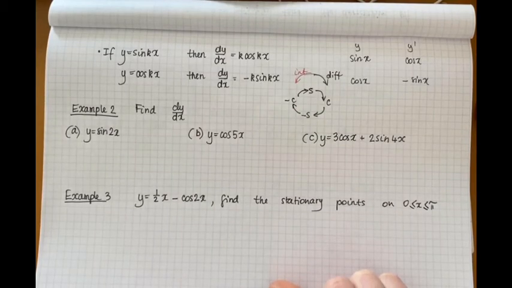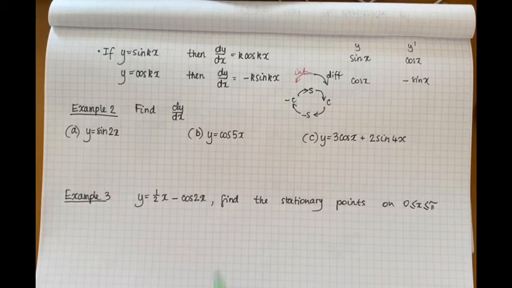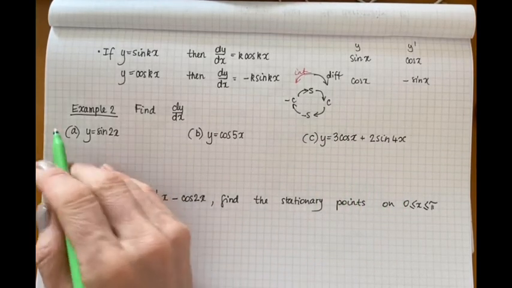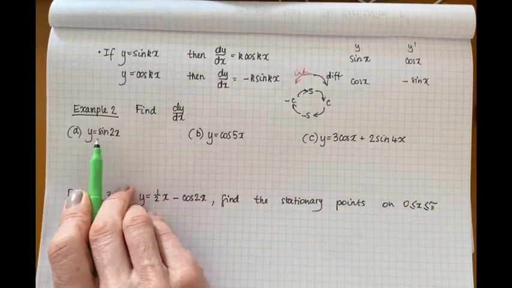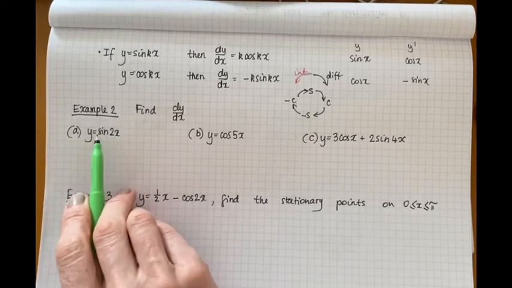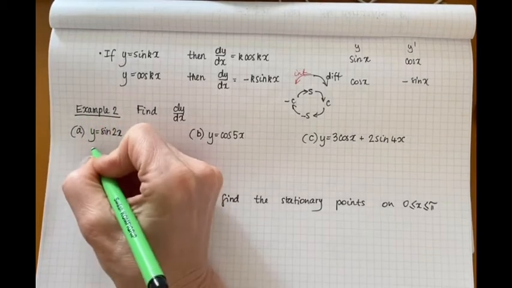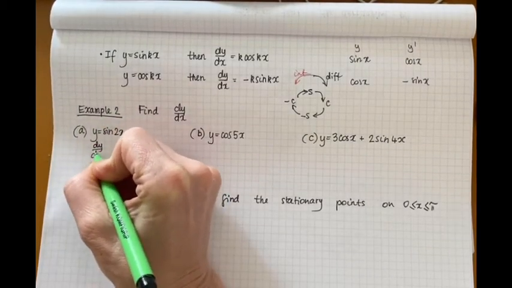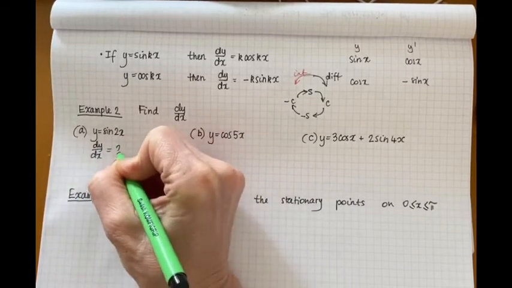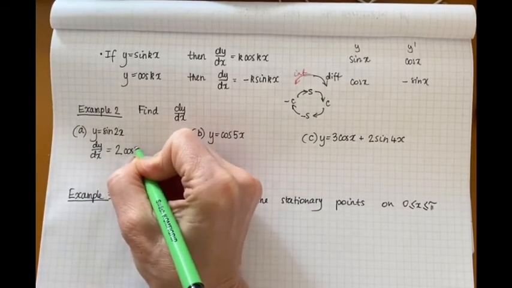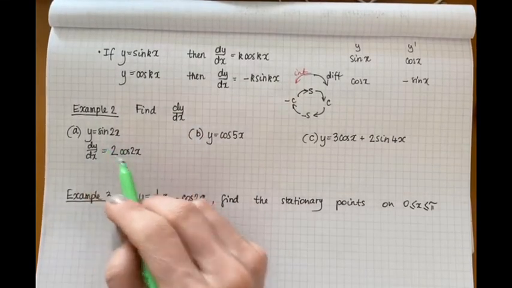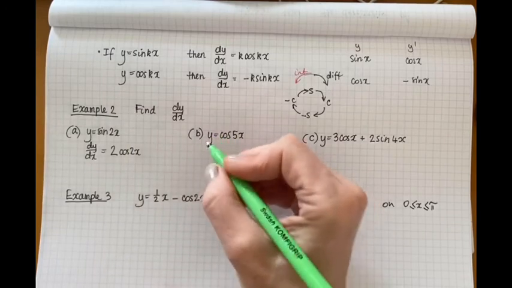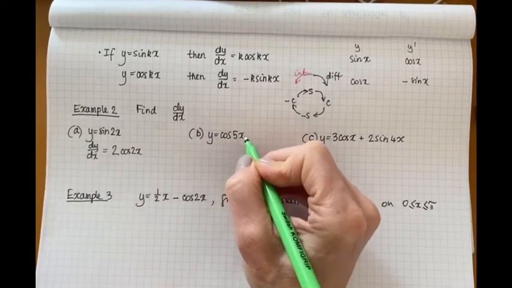Okay, so let's have a look at example 2. We've got to find dy dx of the following three functions. So we're just going to apply those results. So sine goes to cos, sine kx goes to k cos kx. So dy dx here is simply 2 cos 2x, and it's 2 in front because you've got 2 in front of x as the angle.